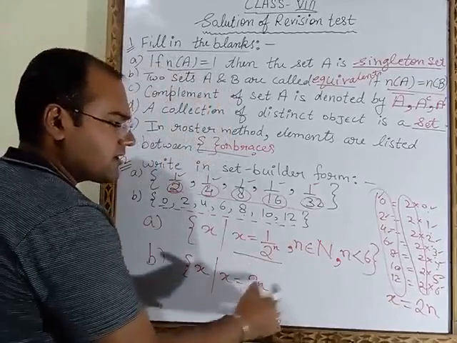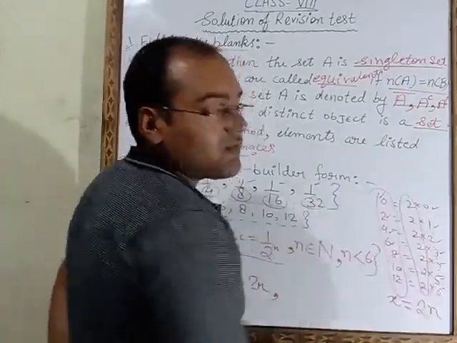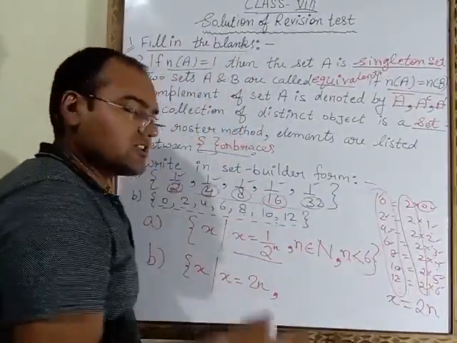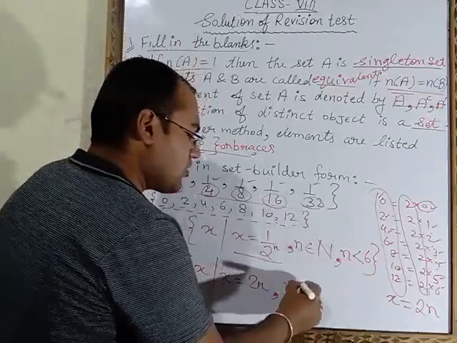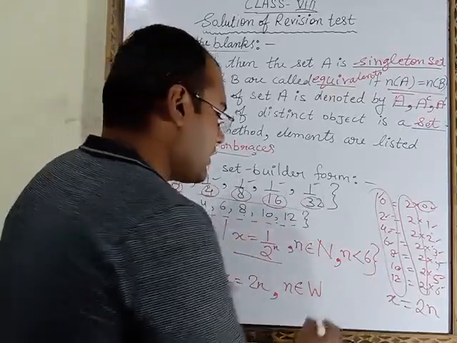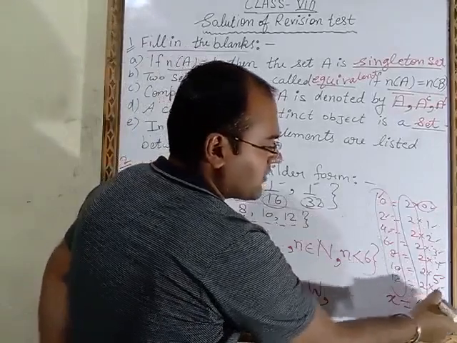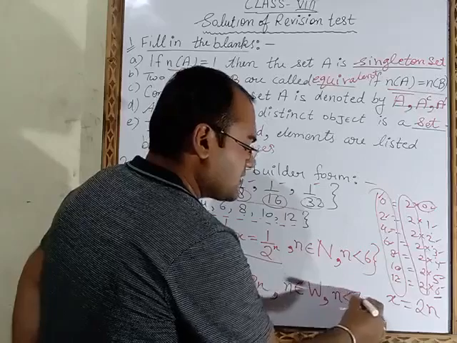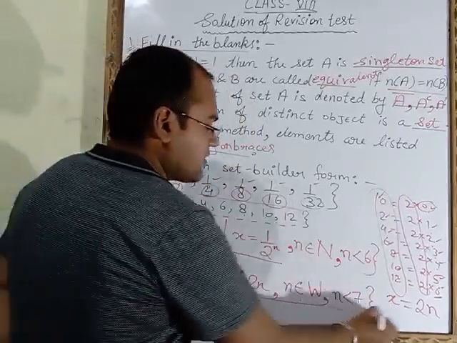Now what is n? n is 0, 1, 2, 3, 4, 5, 6. These all values are of n. So in these values of n, 0 is also coming. That means these all are whole numbers. 0 is also coming. That's why we will say that small n belongs to capital W. Capital W means whole number. Now what is the last value of n? Last value of n is 6. That means n values are less than 7. Bracket close. So this is the answer of B part.